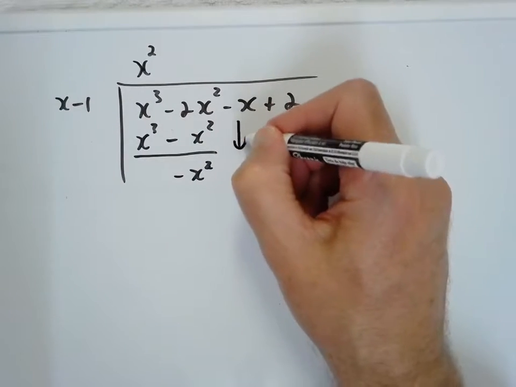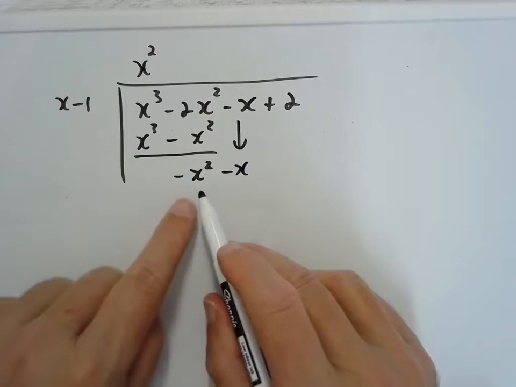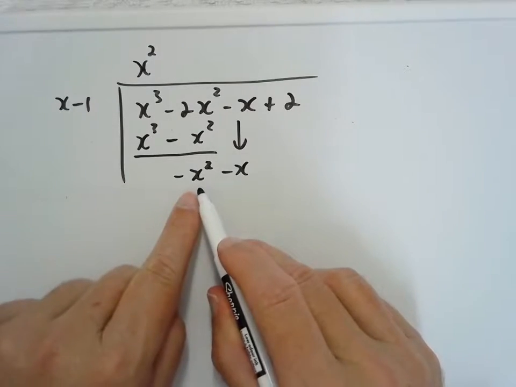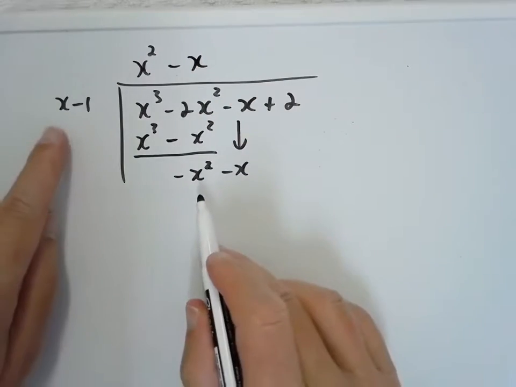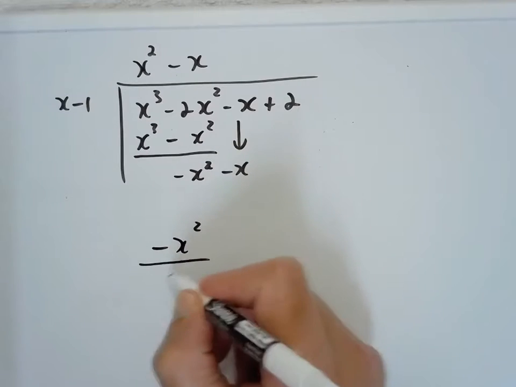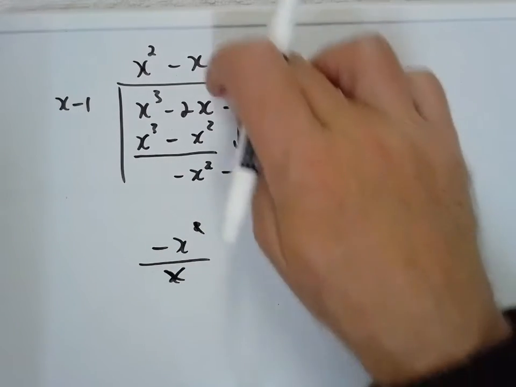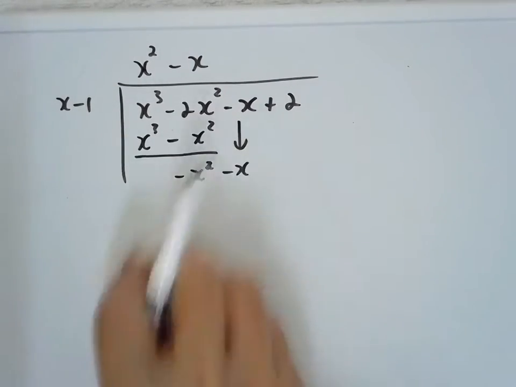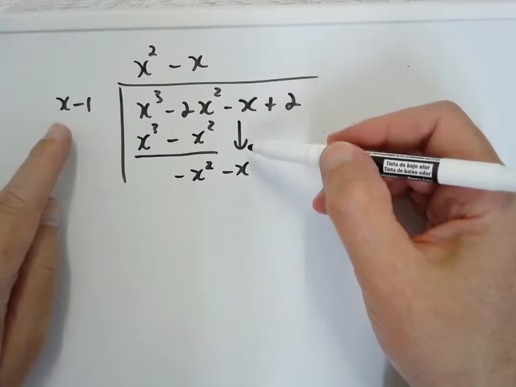I'm going to bring down my minus x. Then I'm back to division. How many times does x go into negative x squared? It goes in negative x times. What we're thinking there is negative x squared divided by x. And you can see the x's cancel. That's where I got my negative x from. If you need to write a few of them down, do so and then just rub them out. Okay.